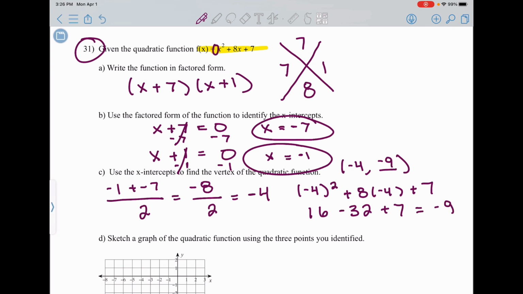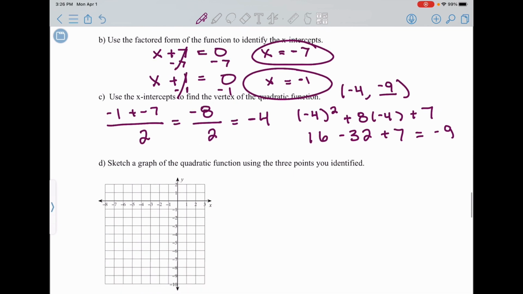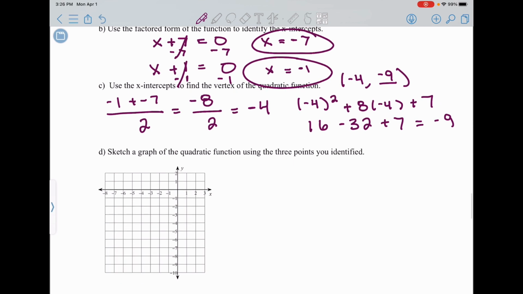So my vertex is at -4, -9, and my two x-intercepts are -7 and -1. With these 3 points, I am ready to graph. My two x-intercepts are at -1 and -7, and my vertex is at -4, -9. And this helps me sketch my parabola.